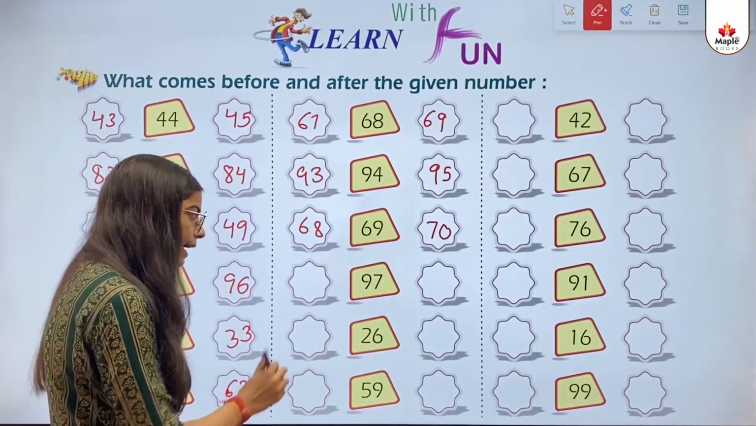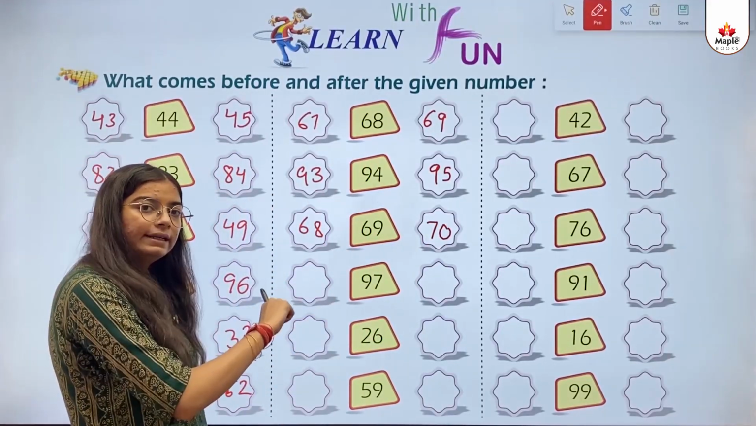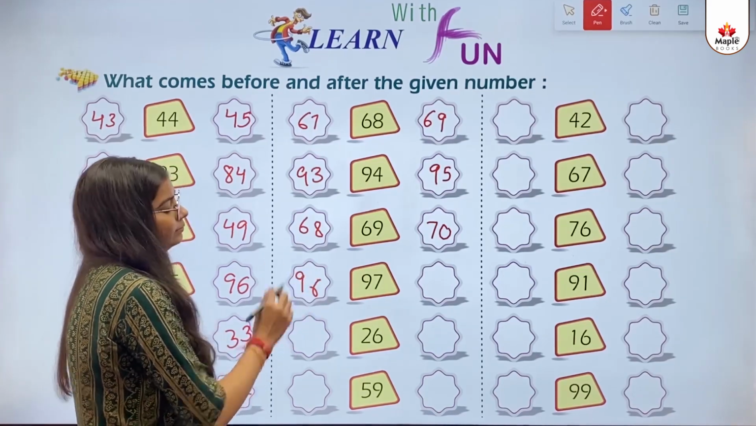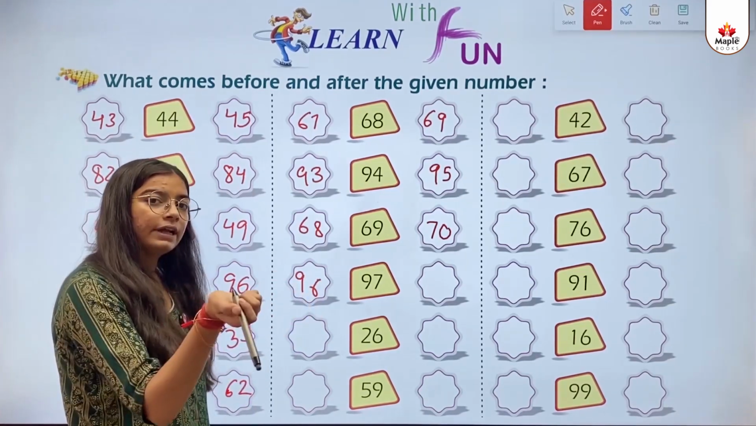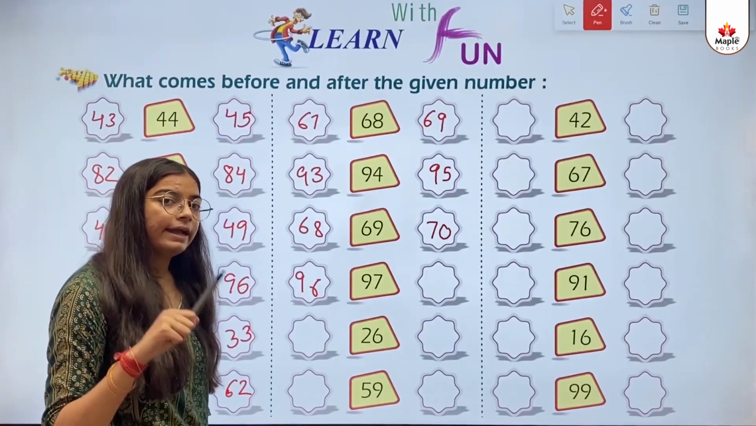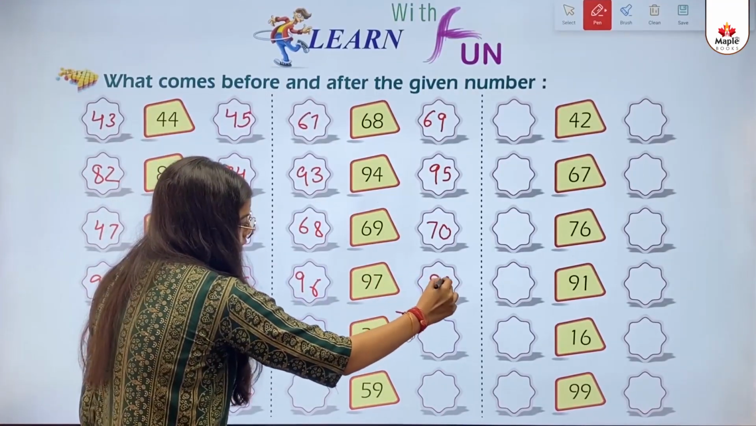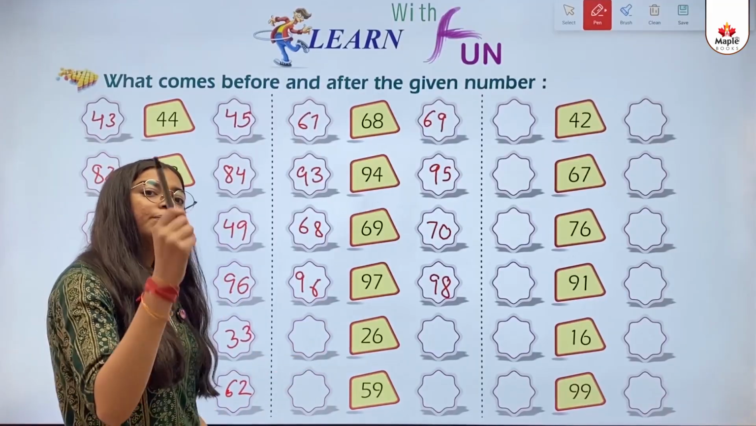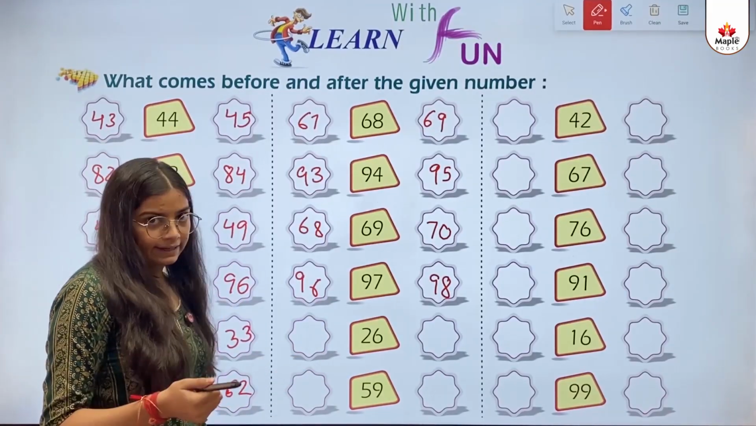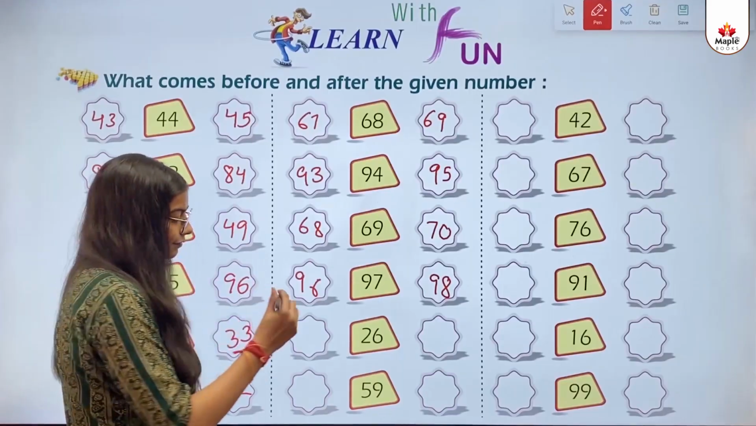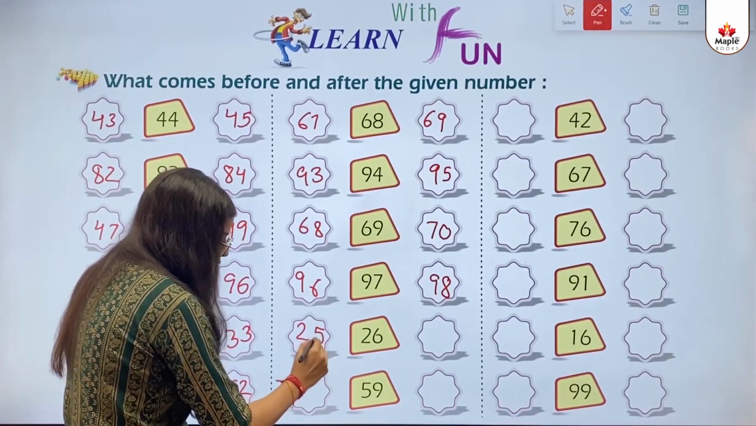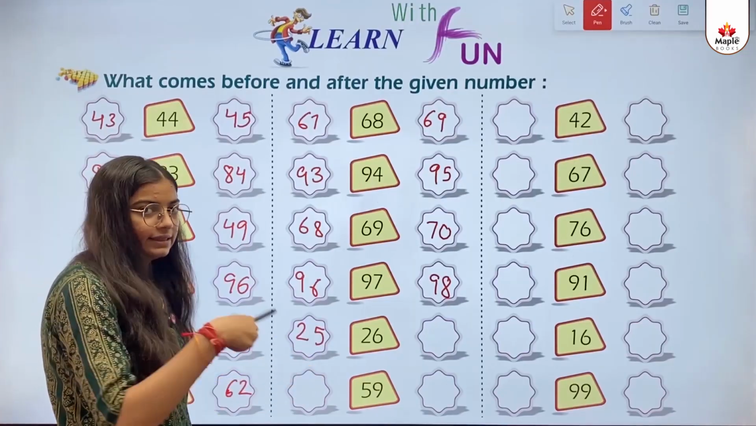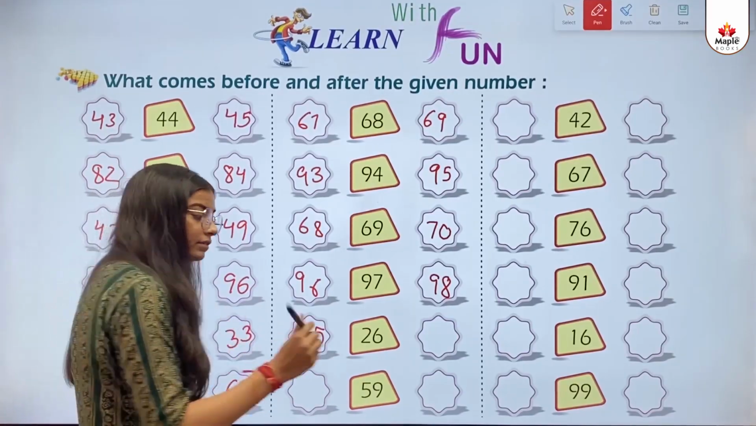70. Then what comes before 97? That is 96. Then what comes after 97? That is 98. 9 and 8. 26. What comes before 26? That is 25. 2, 5. What comes after 26? That is 27.